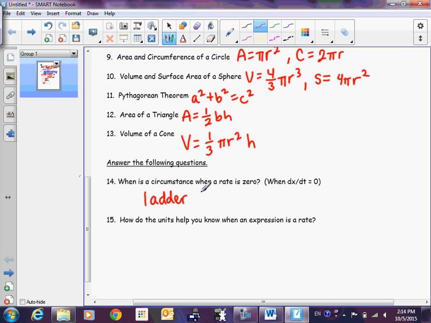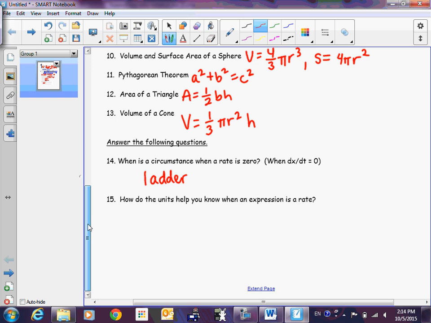Also, think about an above ground pool that's a cylinder, and we were filling it up with water, or let's say the water was leaking out. The height of the water is changing, but what about the radius? It would be the same, because it would take on the shape of the pool. So there are a lot of situations where there is a rate of change that's 0, whereas there's other rates of change that are not 0. Okay, how do we use the units? How do the units help you to know when the expression is a rate? Yep, it's going to be something per time. Second, minute, hour, day, whatever it may be.